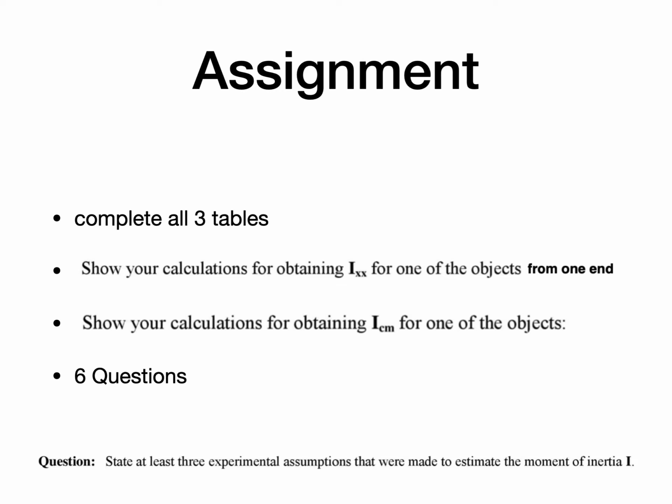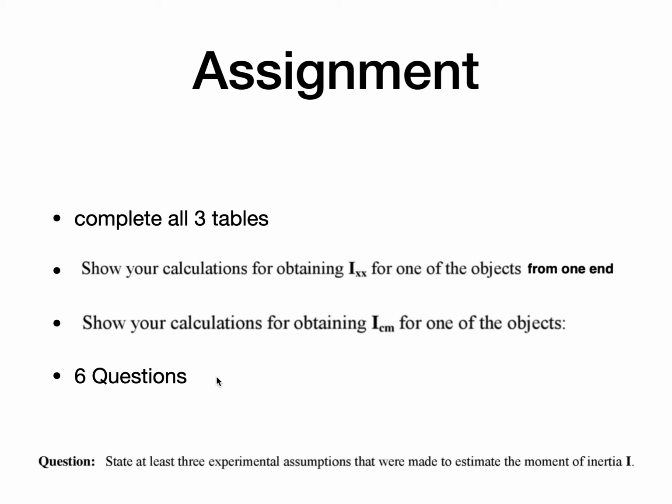Okay, so let's go to the assignment section. There are 3 tables, 2 in exercise 1 and 1 in exercise 2. And below each table, you'll see a description that will ask you to show your calculation for obtaining something. There are several situations in these two exercises, but you just choose one situation to show me your calculations. For example, in exercise 1, there are 4 Ixx you have to calculate, but just show your calculation for one situation. And also for ICM, just show your calculation for one situation.